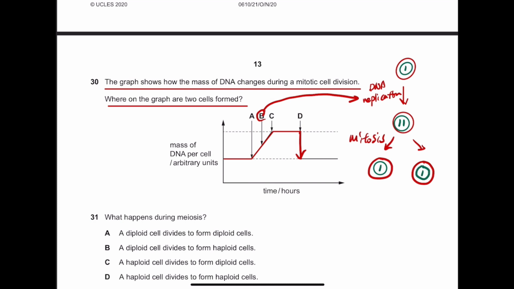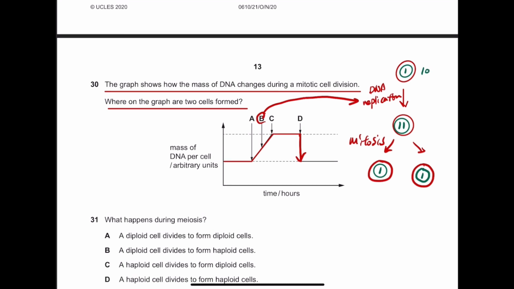So let's say the mass was 10 grams, which doesn't make sense anyway. But let's say it's 10 milligrams, okay? It becomes 20 milligrams and then 10 per cell. So this is 10 and that's 20 and then it becomes 10 again. That's when the mitosis happens. So D is the right answer for this.